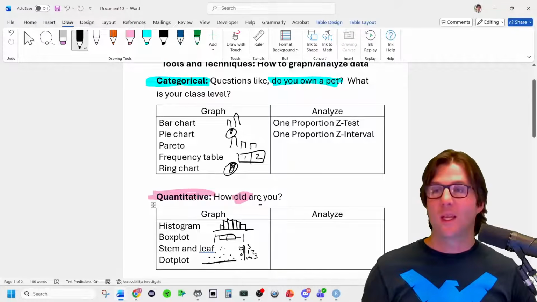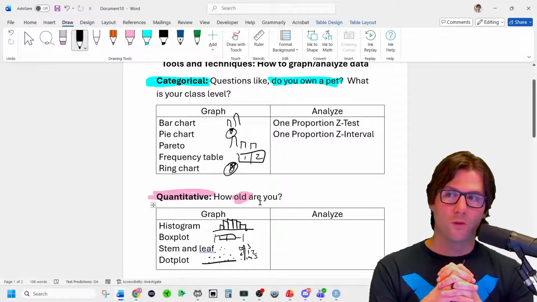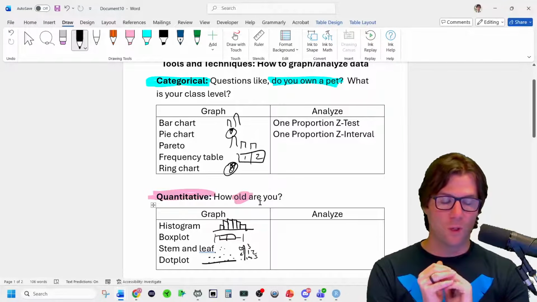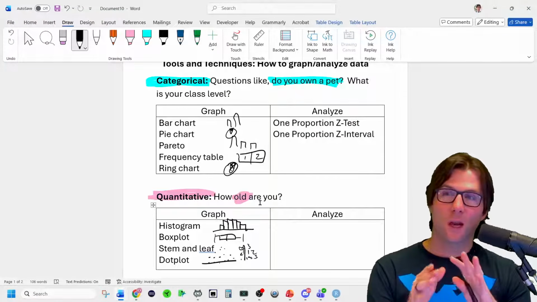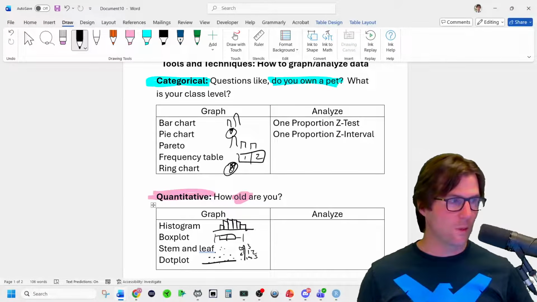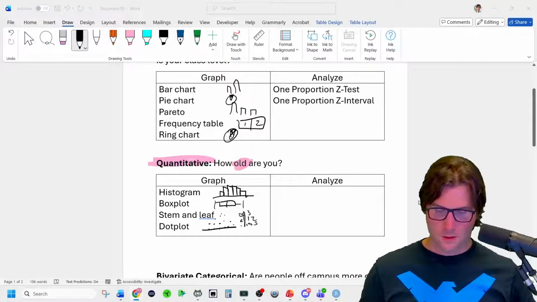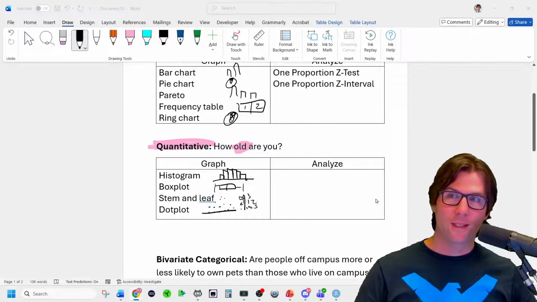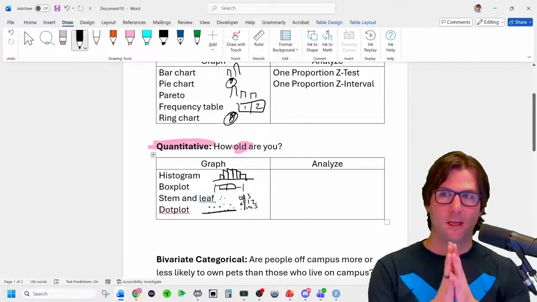So how do we analyze one quantitative variable? Like if we want to make an interval to figure out the average age of UT students, what would be the analysis? What would be the analysis?